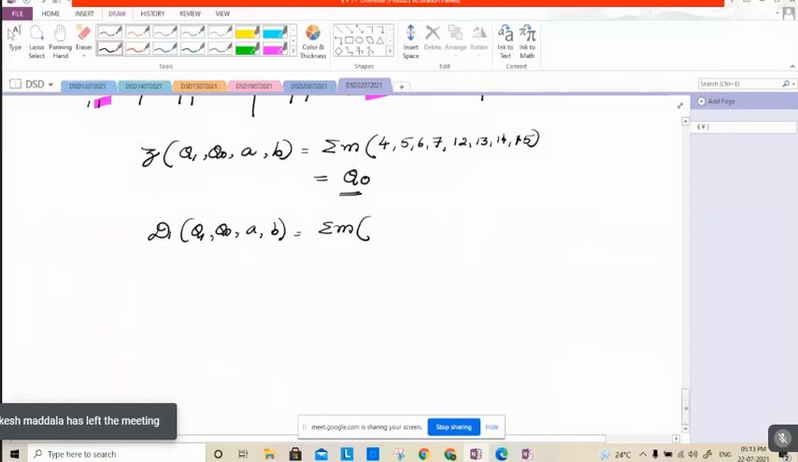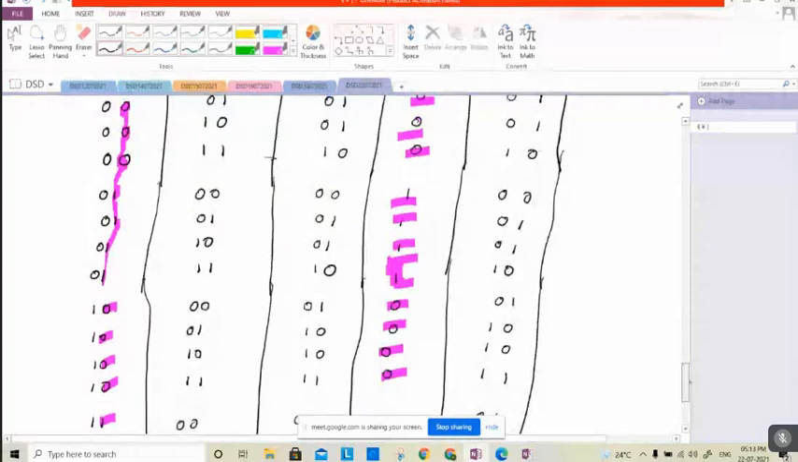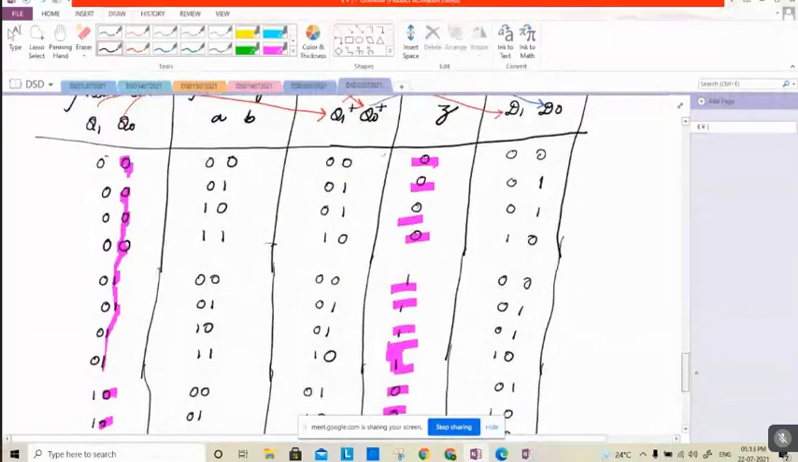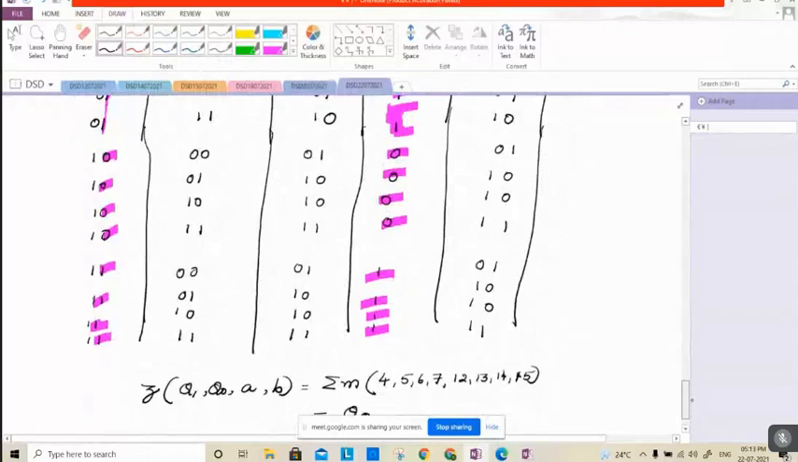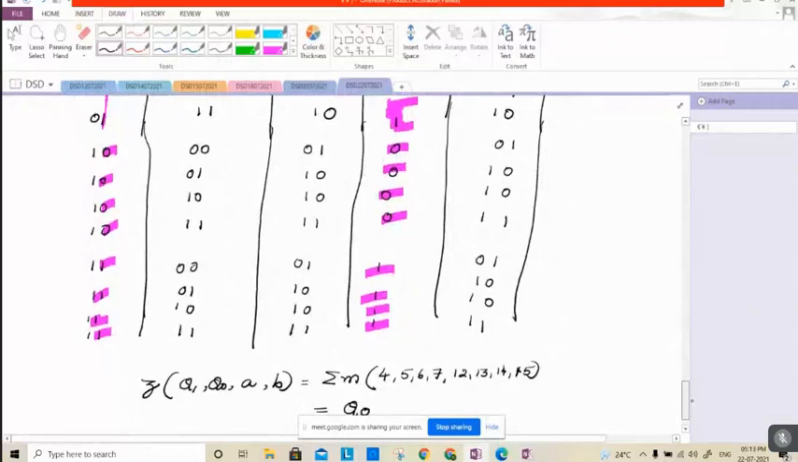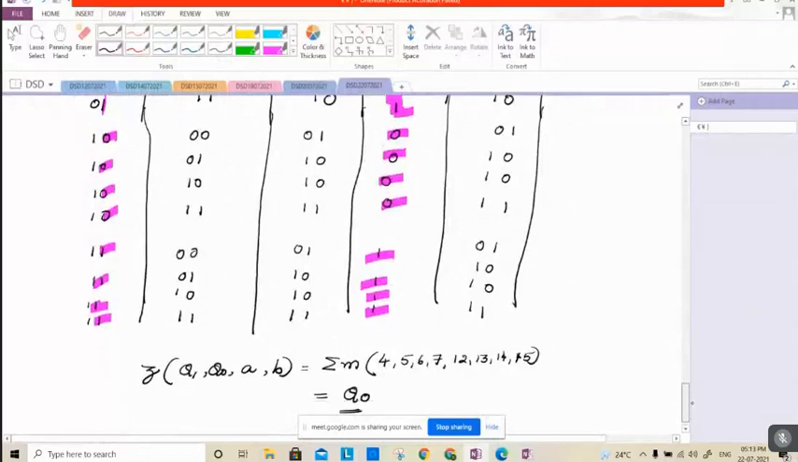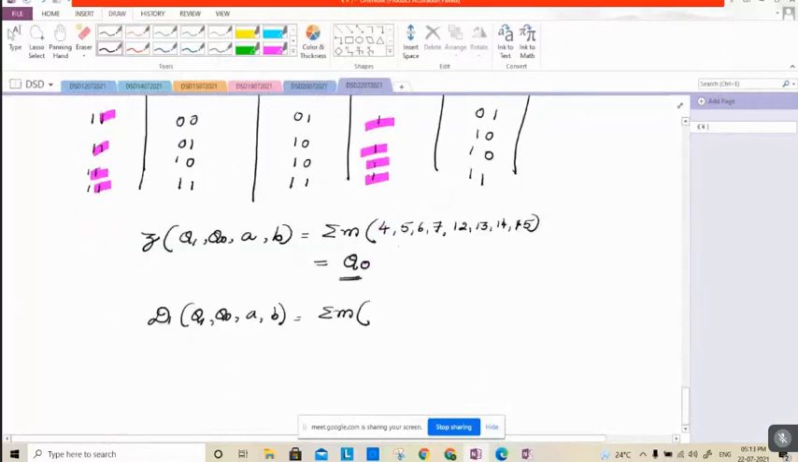What are the minterms for D1? 3, 7, 9, 10, 11, 13, 14, 15. 3, 7, 9, 10, 11, 13, 14 and 15.